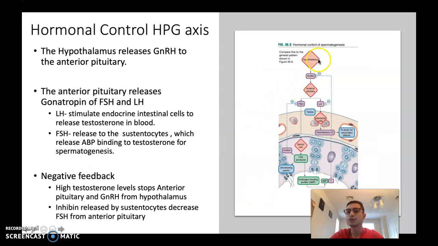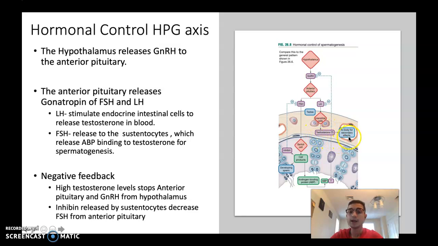Now, it's controlled by the HPG axis. The hypothalamus releases gonadotropin-releasing hormone. Now, the gonadotropin-releasing hormone stimulates the anterior pituitary to release two hormones, follicle-stimulating hormone and luteinizing hormone. Luteinizing hormone stimulates the interstitial cells to release testosterone. The testosterone released in the blood gives secondary characteristics like a deeper voice or pubic hair.